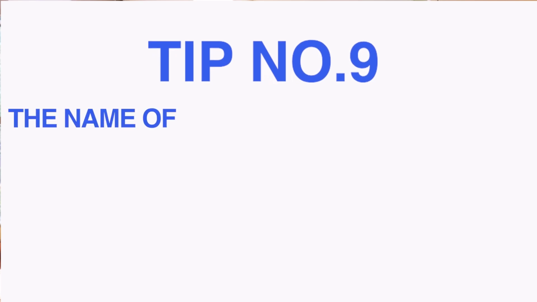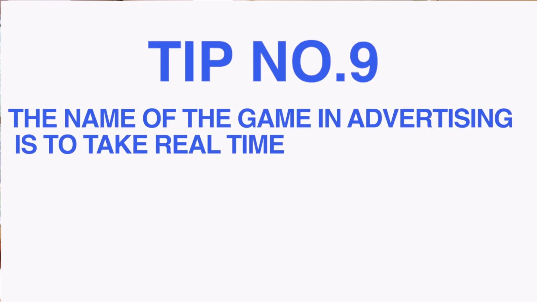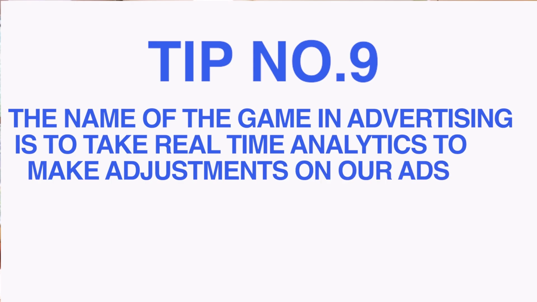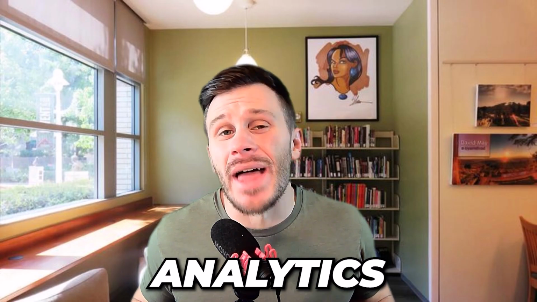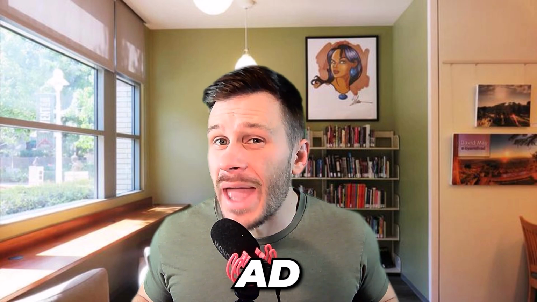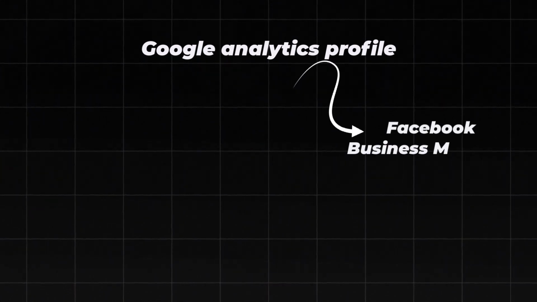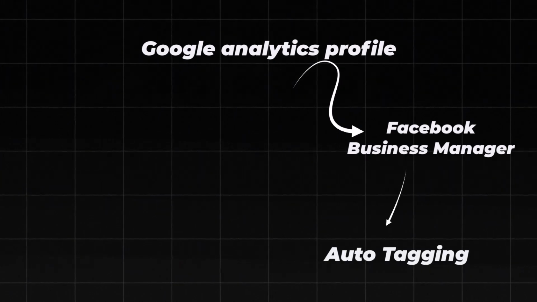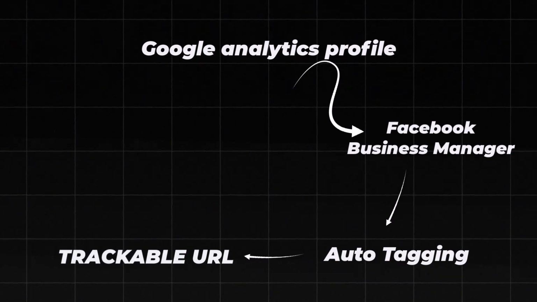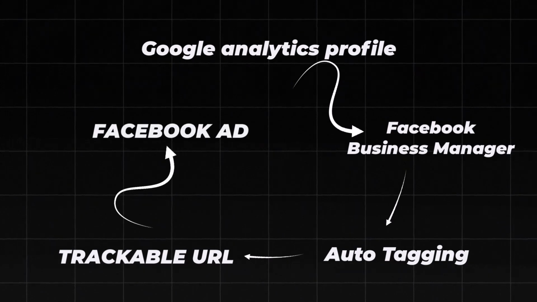Tip number 9. The name of the game in advertising is to take real-time analytics to make adjustments on our ads. And you can get additional analytics when you pair your Facebook ad with Google Analytics. Here's how you do it. Firstly, you need to make sure you set up a Google Analytics profile. You need to link your Google Analytics with your Facebook Business Manager. Enable auto tagging. Use the Google Campaign URL Builder to create a trackable URL with UTM parameters. Add the trackable URL to your Facebook ad, and you can monitor your campaign's performance in Google Analytics.